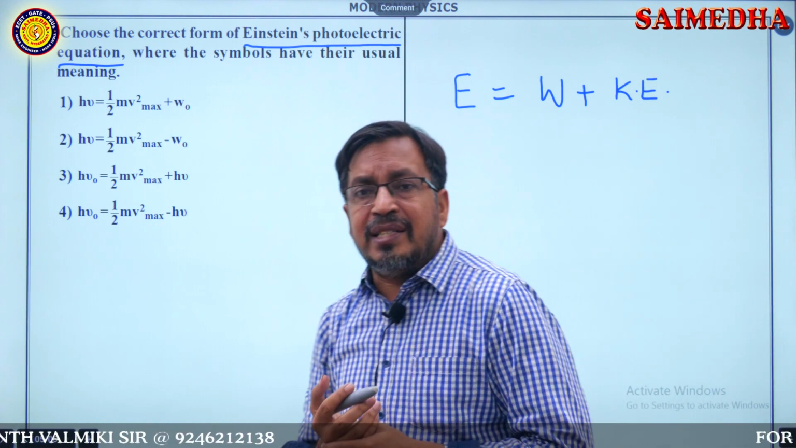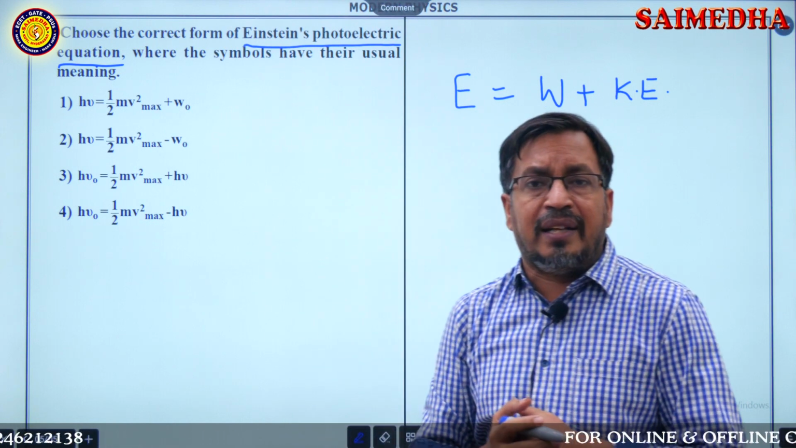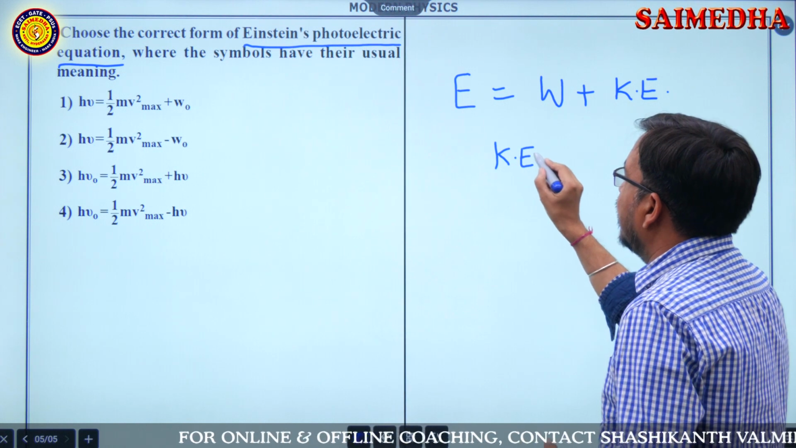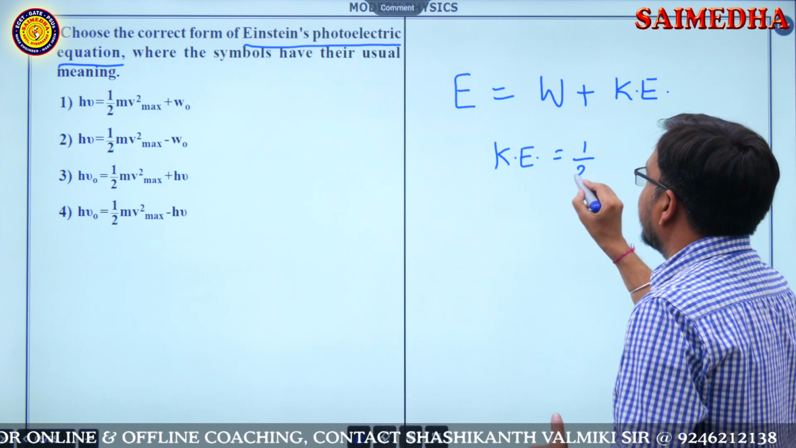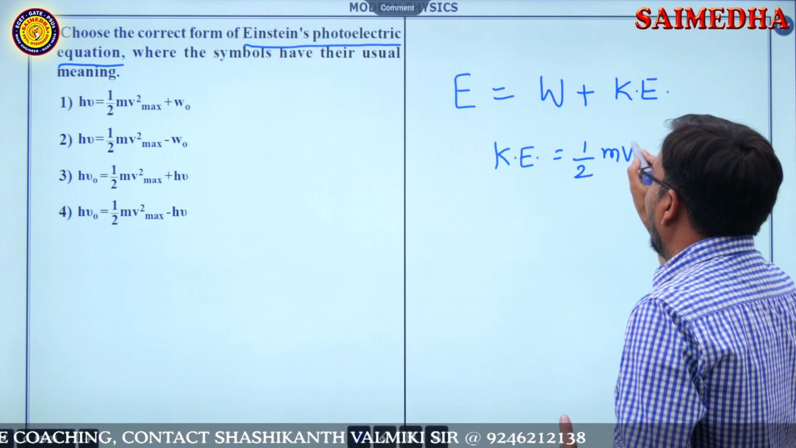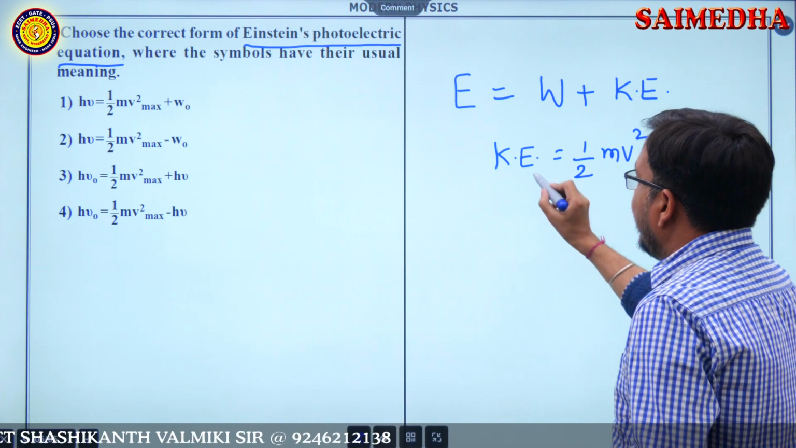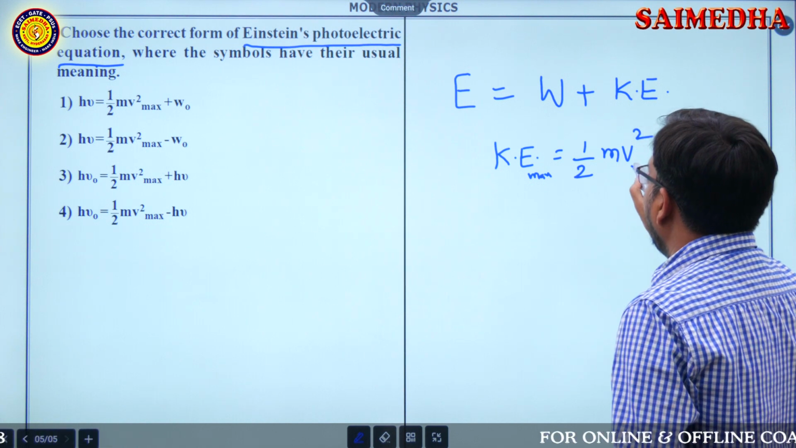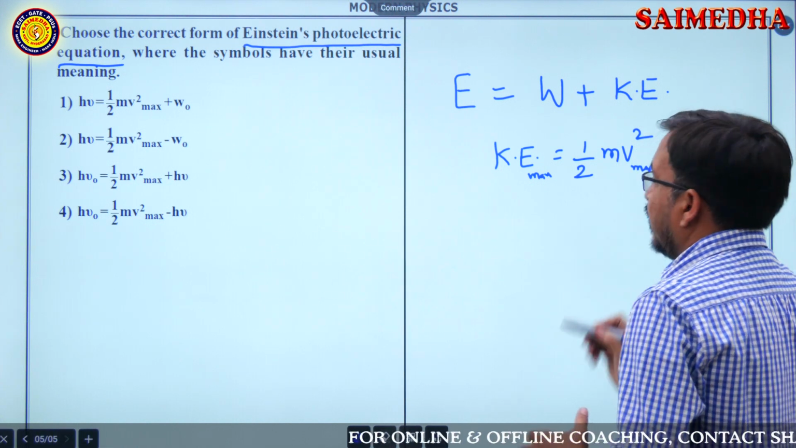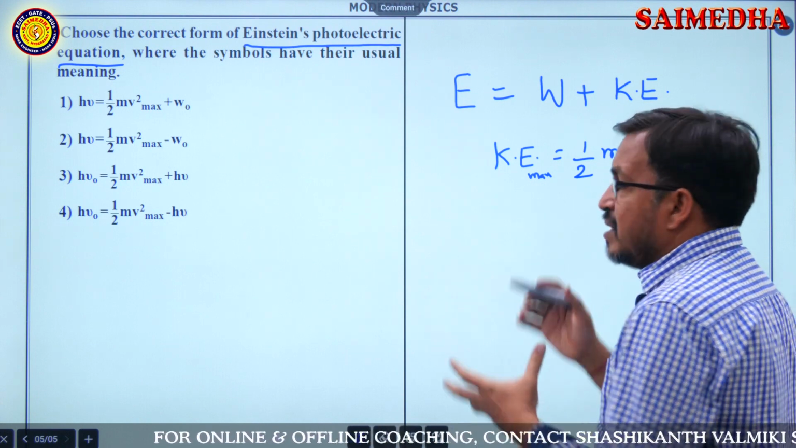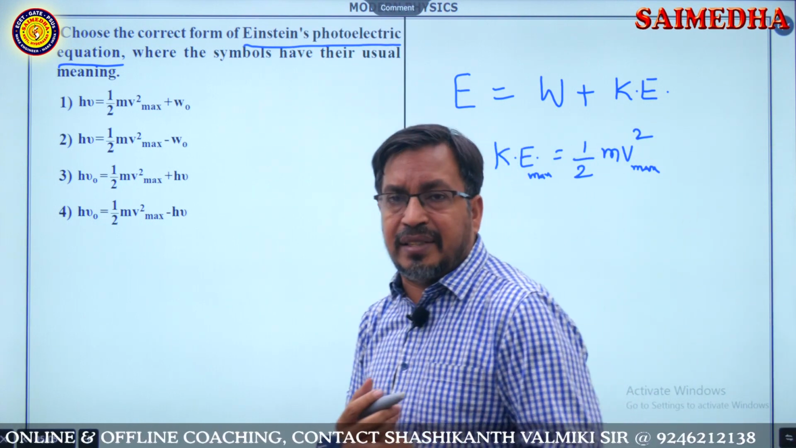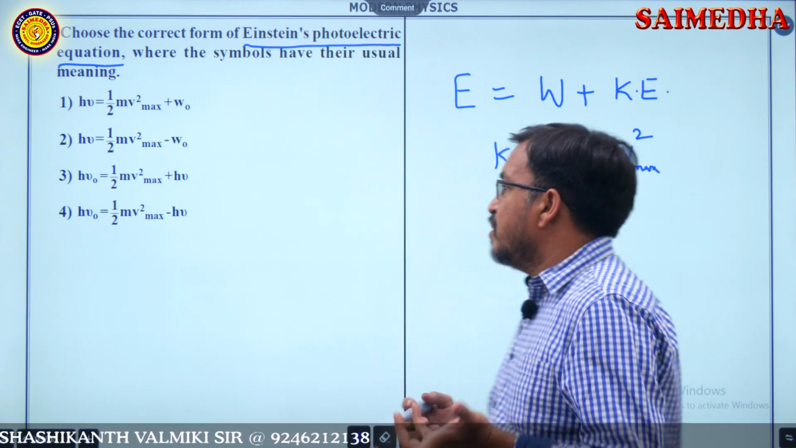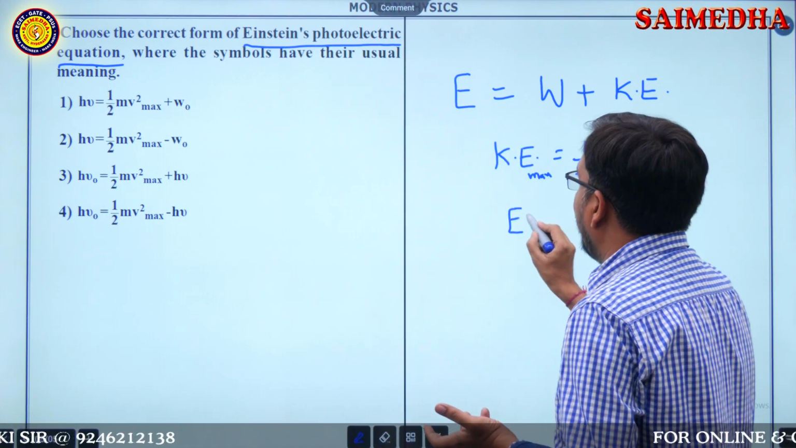In work, power and energy we already studied the kinetic energy formula. Kinetic energy is equal to what? Half m v square. So when I write KE max, I write half m v square max. Students, now what is E? Energy of incident light. That energy of incident light equals what? h mu. So here I am considering E equals h mu.